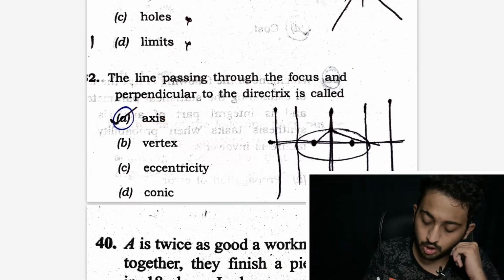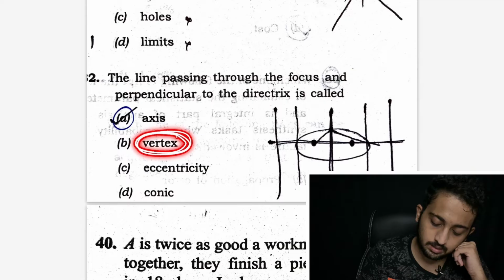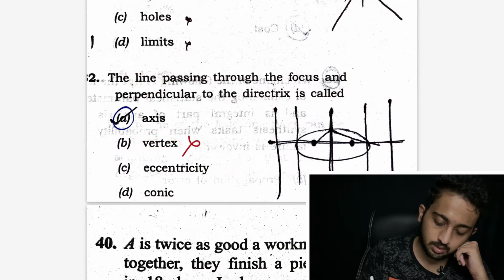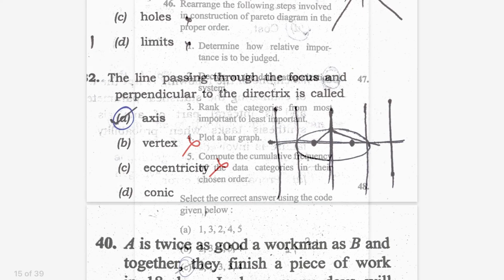Even if you are not sure about this concept, you can see the other options. Vertex is nothing but a point, but here he is asking about the line. So vertex will not be the right answer, and eccentricity is definitely not the right answer.